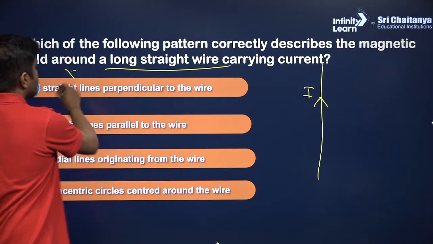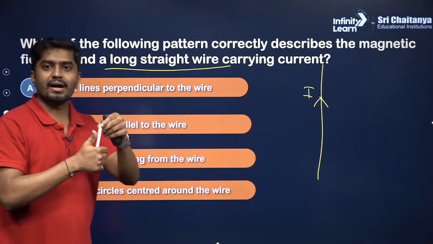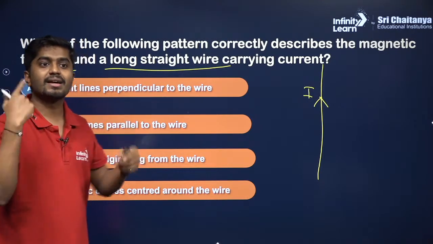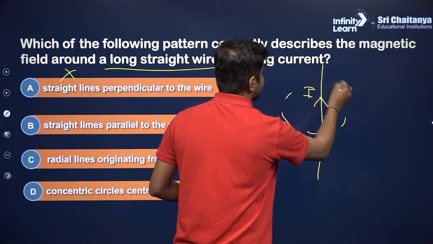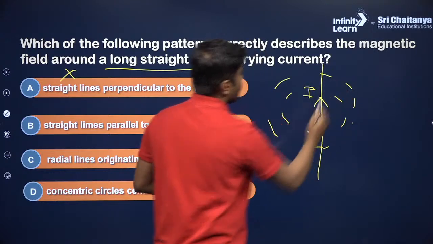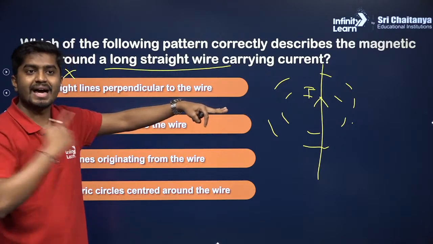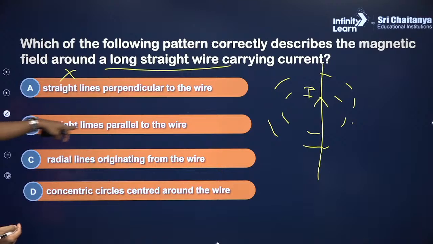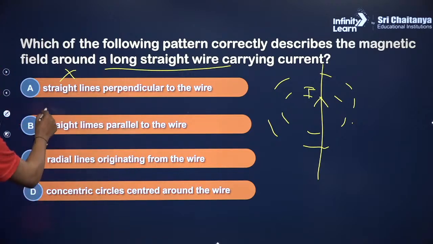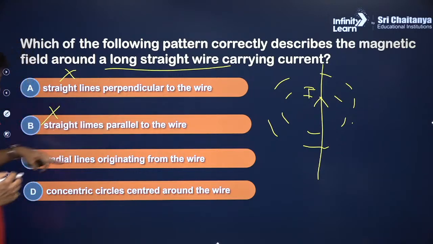No. You remember the right hand thumb rule? When the current is going in the upward direction, the fingers curl around. So these are the magnetic field lines, which are perpendicular to the wire, and they are clockwise or anticlockwise. Straight lines parallel to the wire. These are not straight lines. So this is not correct. And these are neither parallel. They are perpendicular to the wire.